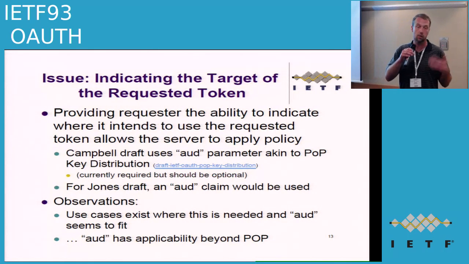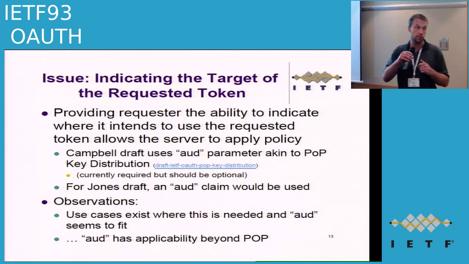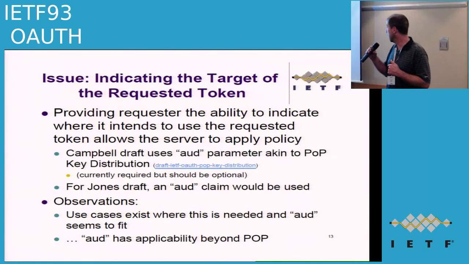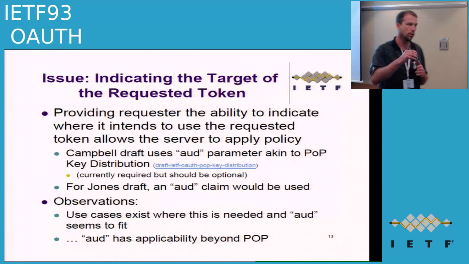So I use the aud parameter, which is in the PoP key distribution, to represent this. It's currently required, but I got some feedback that it should be optional. And when I reread it being required, I don't know why it was. It should be optional, so I'll make it optional however it ends up in the draft.